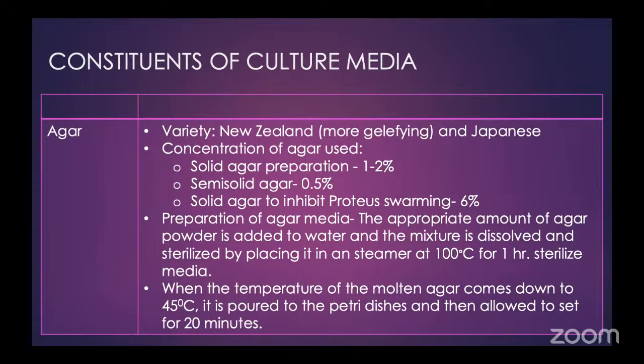Then how do you prepare it? The appropriate amount of agar powder as per the recipe is added to water and the mixture is dissolved and sterilized by heating it in a steamer. Initially, to dissolve it, you will need some warm water or hot water. It's not boiling water, but you have to keep it in a steamer at 100 degrees and you add agar. Agar doesn't dissolve in cold water, especially when you have ACs running or winter is there. So when this molten agar comes to 45 degrees, that is when you pour it in the petri dish and allow it to set for 20 minutes.